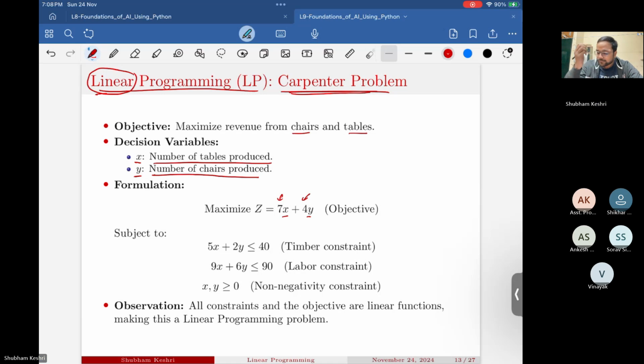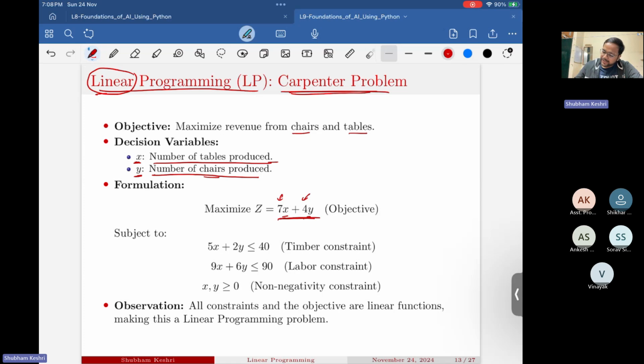So the total revenue he will have by selling X number of tables and Y number of chairs will be 7X plus 4Y. If he produces X number of tables, the revenue from tables will be 7X, because 7 is the unit sales price of that table. And if he produces Y number of chairs, he will have a revenue of 4Y, because 4 is the price of the chair. So the total revenue is 7X plus 4Y.